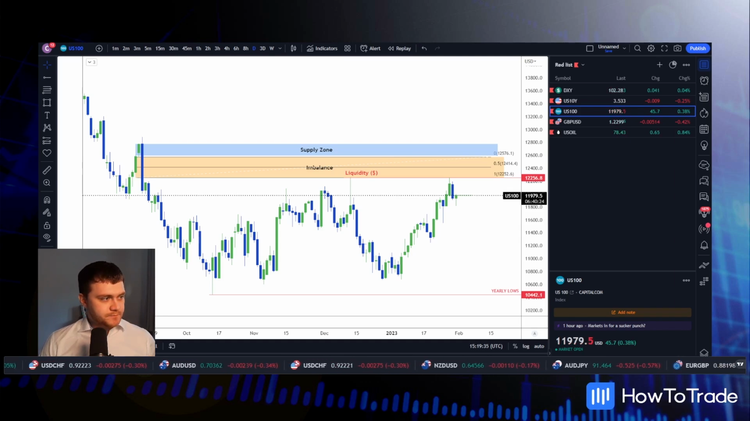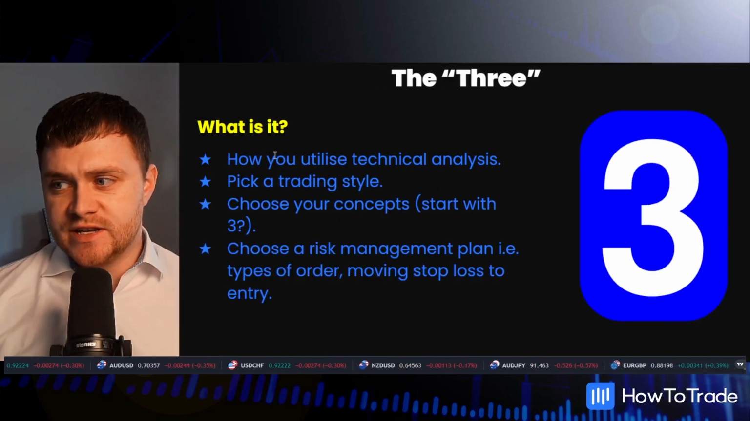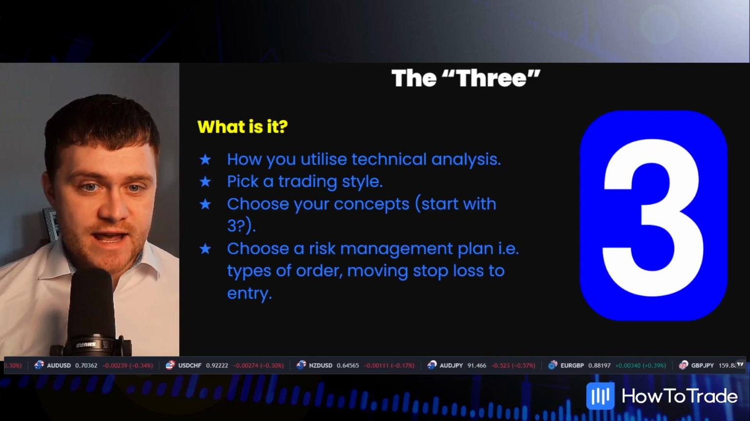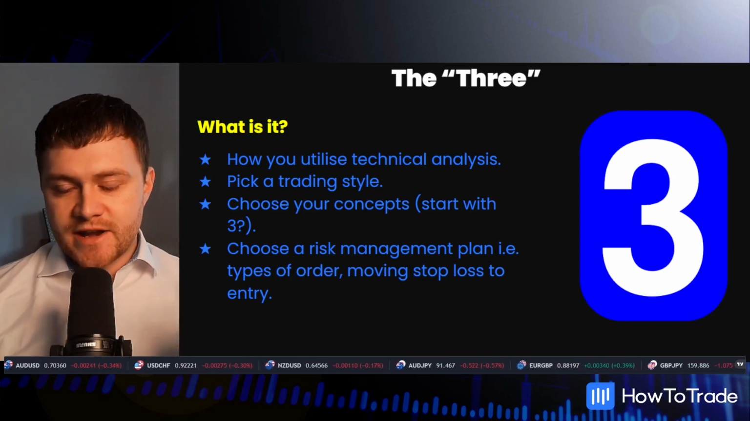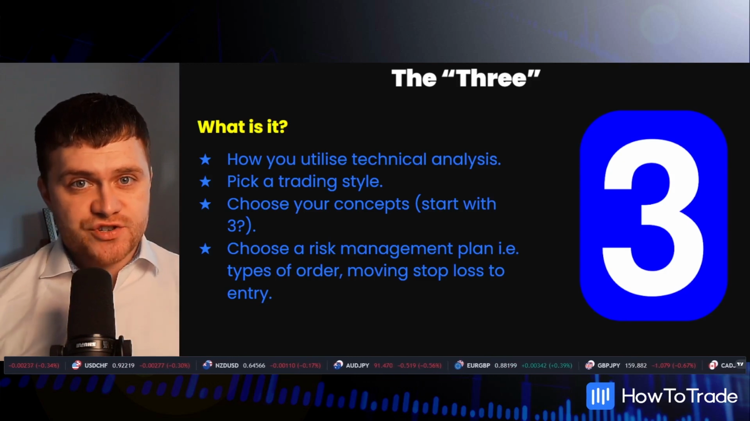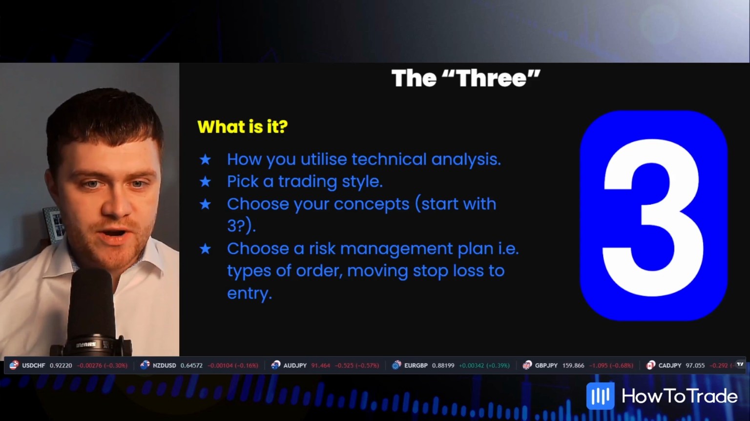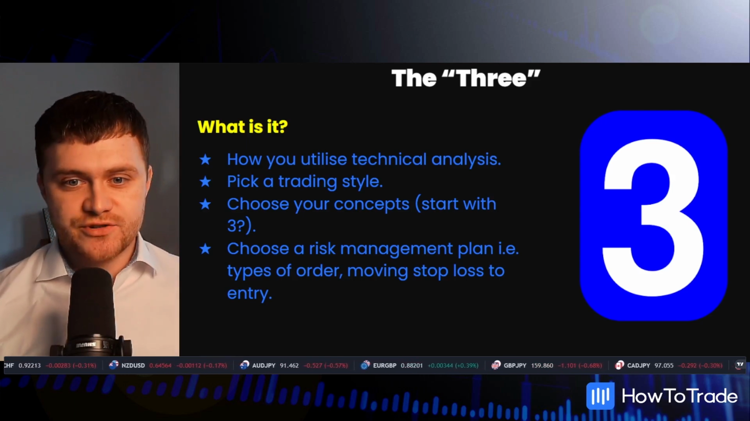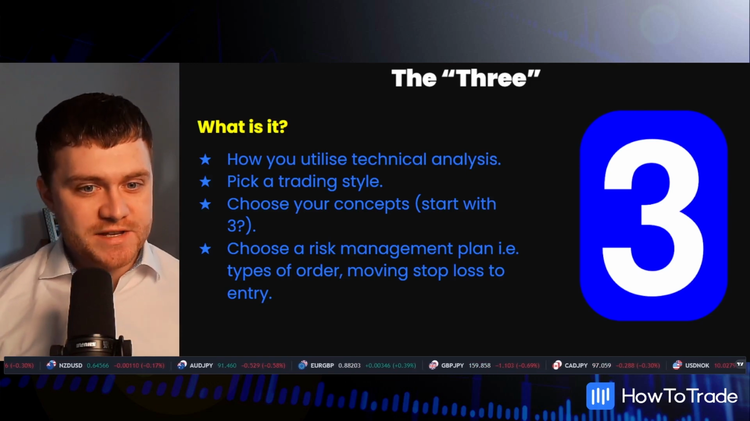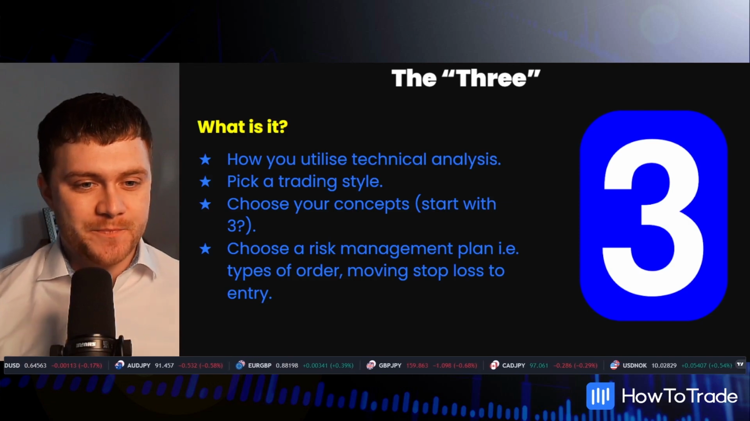Moving on, the next part is this 3 part of the strategy. This is essentially how we're going to utilize technical analysis. We can break this into 3 components. First of all, we want to pick a trading style. For example, are we going to be scalpers? Are we going to be news traders, swing trading, price action trading, indicator-based trading, and so on? Me, I use price action. That's part 1 of the 3 components.